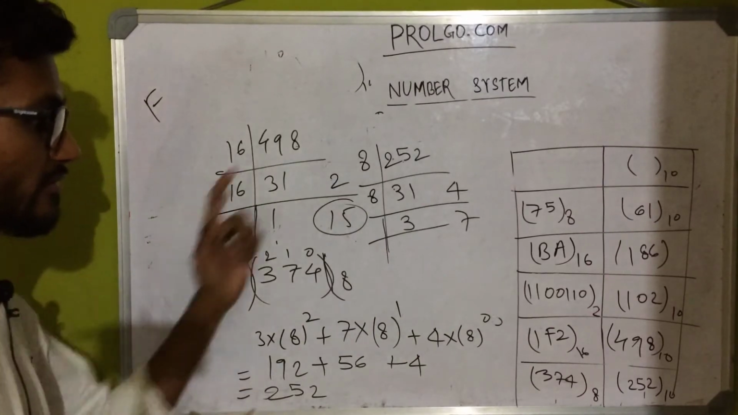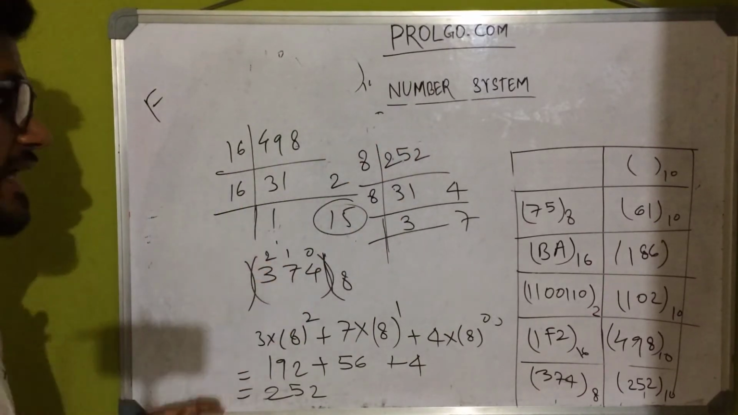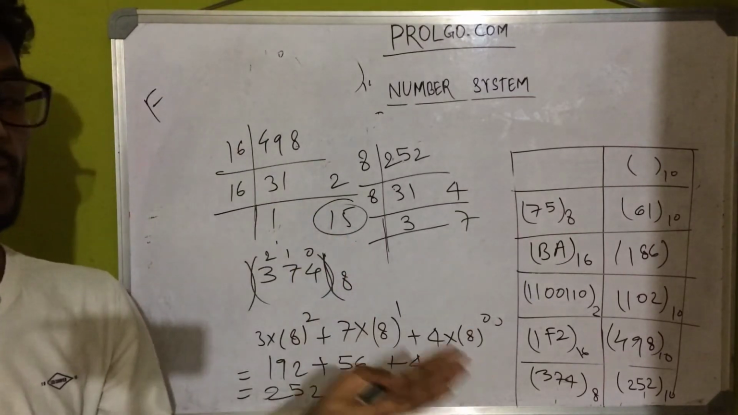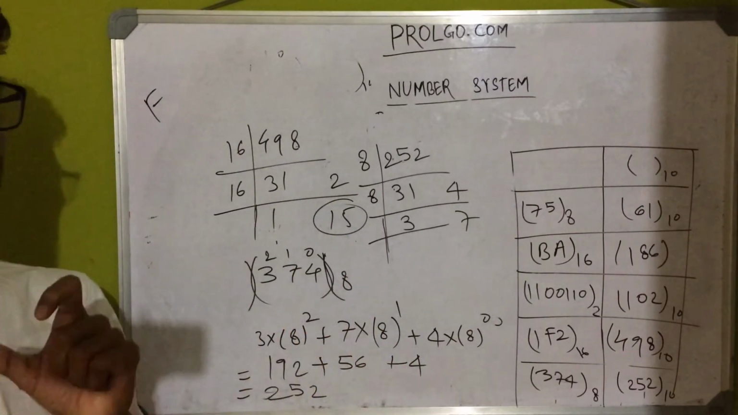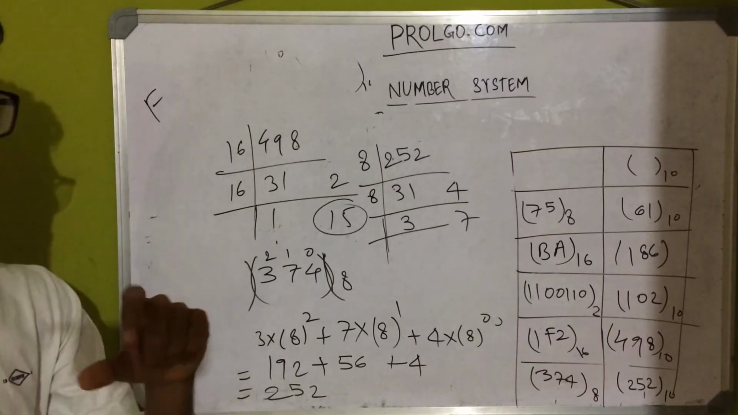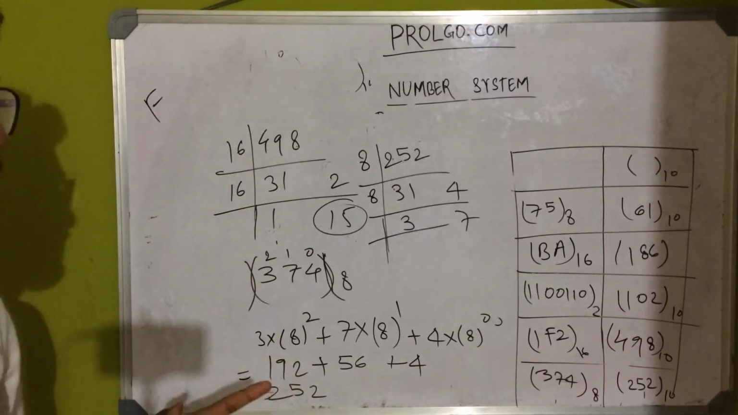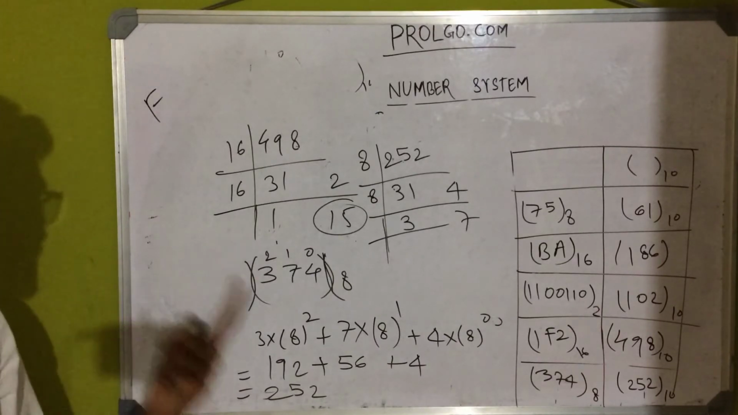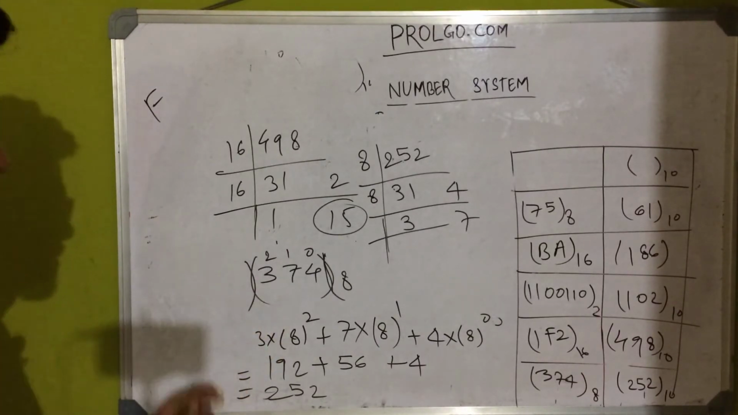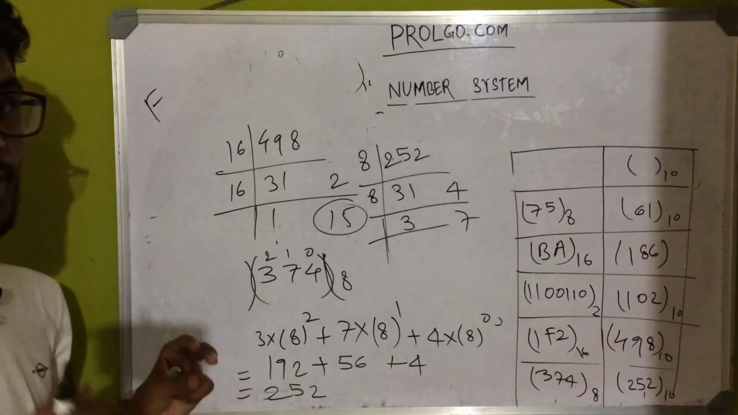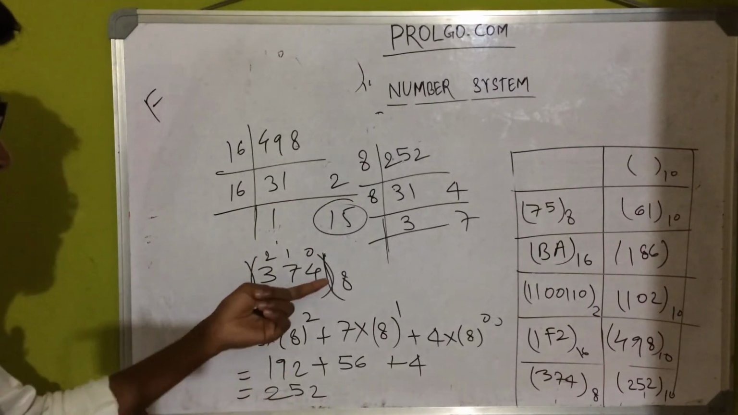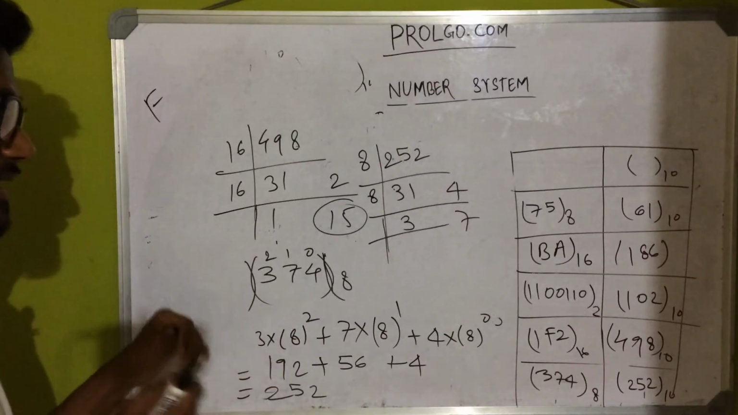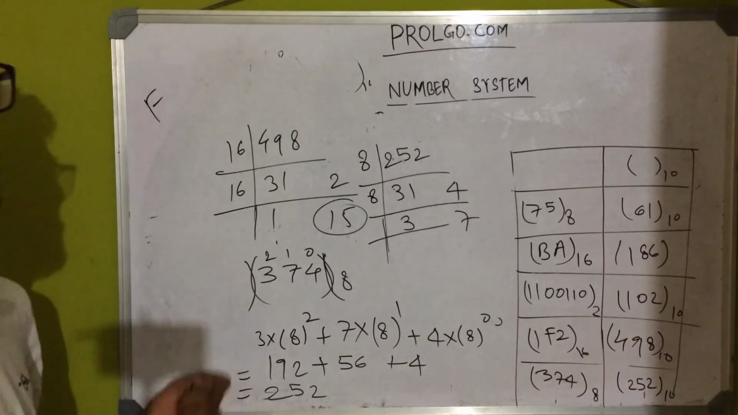I'm just summarizing this. To convert from decimal to any other number system, you just have to divide the decimal number by the target base. If you are converting from hexadecimal, binary or octal to decimal, you have to find the sum of digits multiplied by the base to the power n, like I did. So this is how it can be done. Now let's see some more conversion.